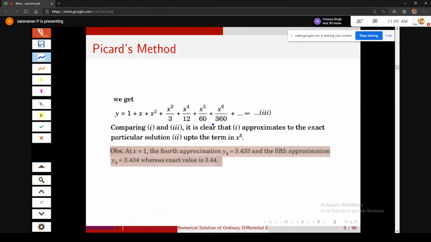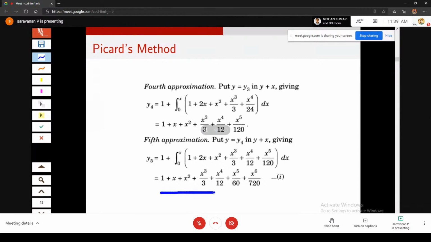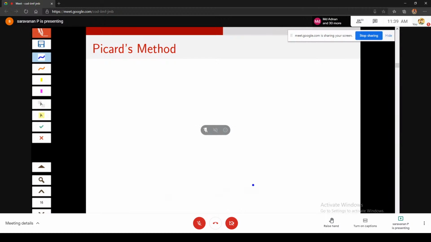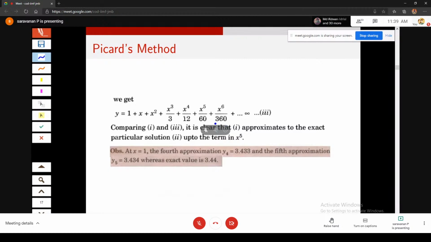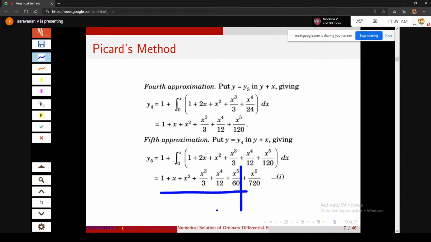You see, up to the fifth approximation, what we have got? We have got up to x power 5 by 60: x square plus x cube by 3, x power 4 by 12, x power 5 by 60, x power 6 by 720. But there you see, exactly up to x power 5, the answer coincides. Are you getting this? Yes, sir.